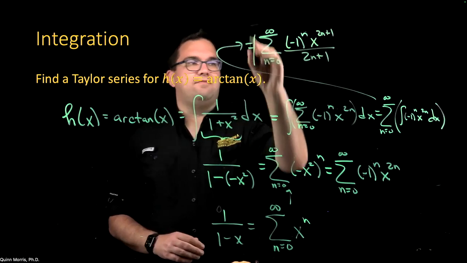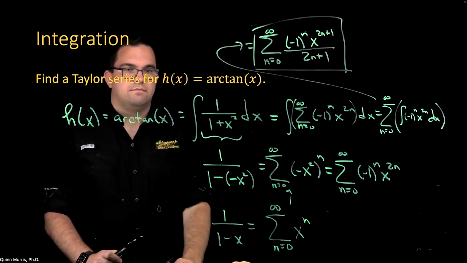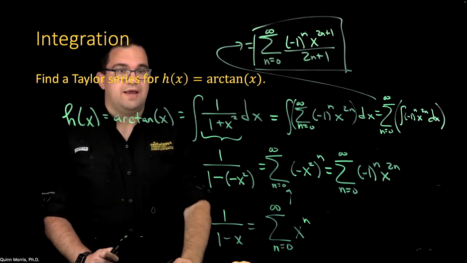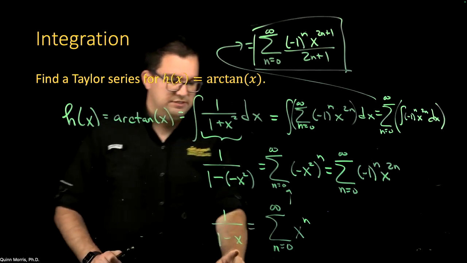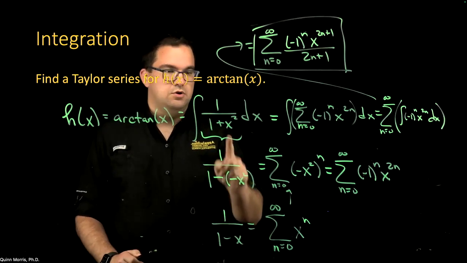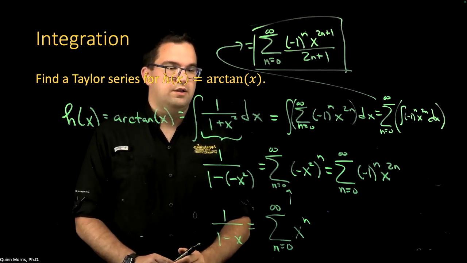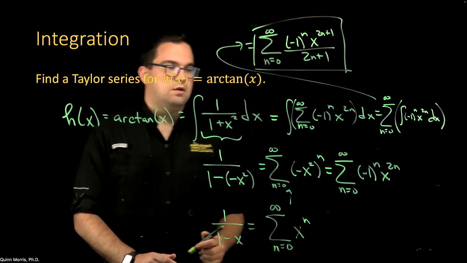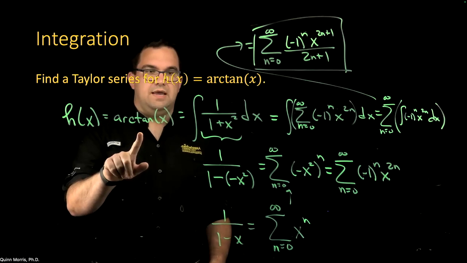And now what I have here is a Taylor series for arctangent of x. How did I get it? I took the Taylor series for 1 over 1 minus x, used it to help me find the Taylor series for 1 over 1 plus x squared, then integrated that term by term to get here.